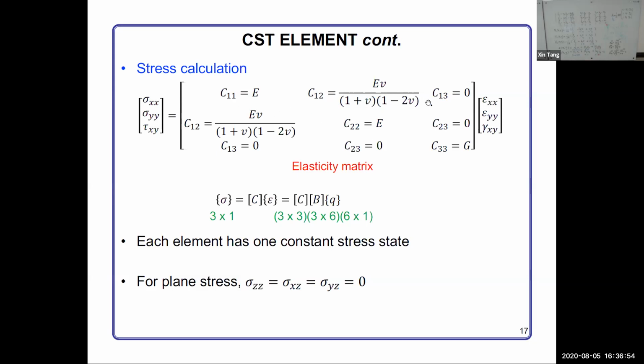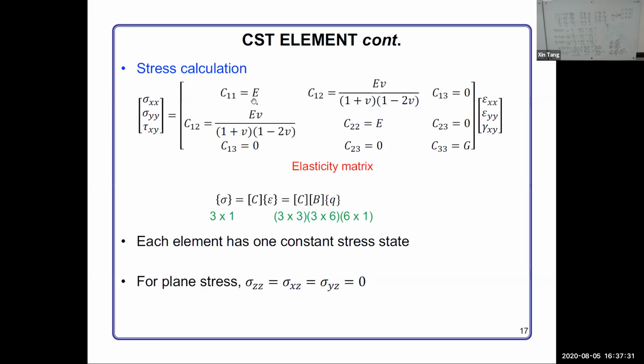Now, for these 6 components, around the diagonal, you have the Young's modulus E, and G. G can also be written in terms of E, Young's modulus, and Poisson ratio; it is the shear modulus. On the off-diagonal, C12 is a non-zero value. C13 and C23 are all zero because we don't have an out-of-plane z direction shear stress.